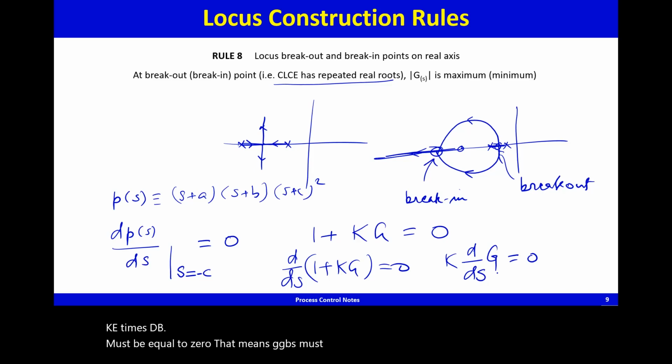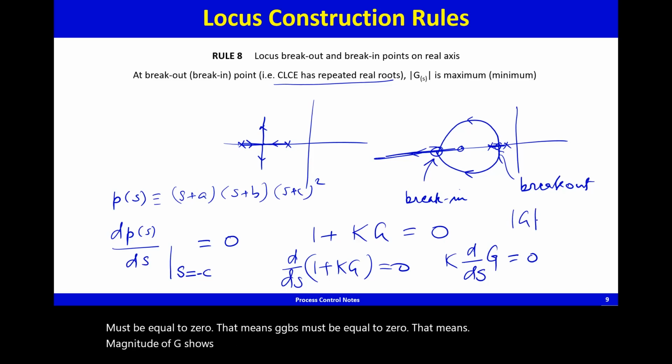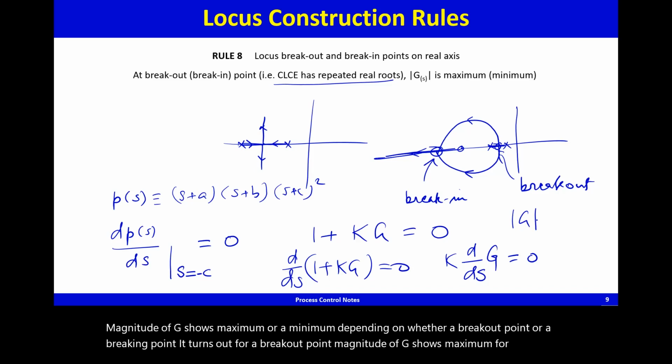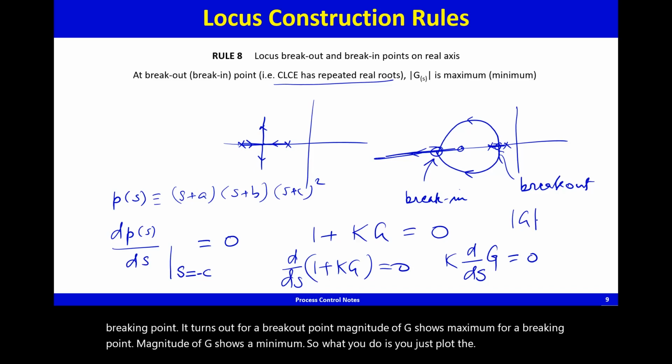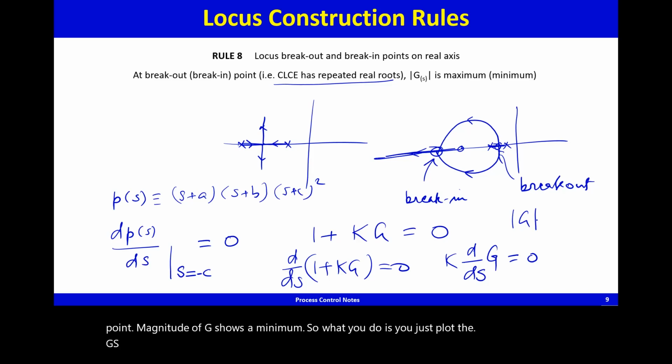That means magnitude of G shows a maximum or a minimum depending on whether it's a breakout point or a break-in point. It turns out for a breakout point, magnitude of G shows a maximum. For a break-in point, magnitude of G shows a minimum. So what you do is you just plot the G.